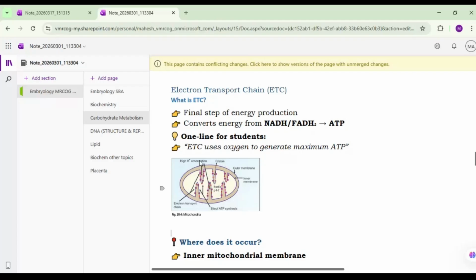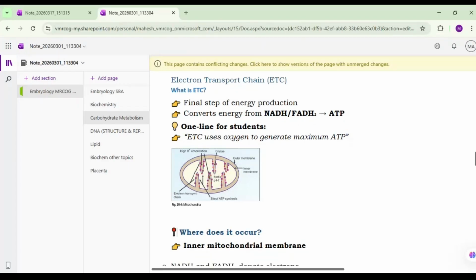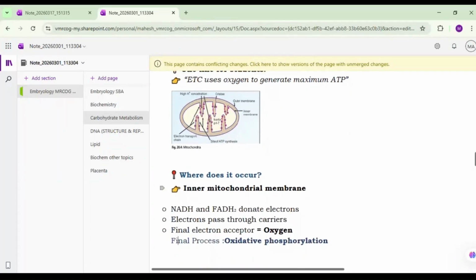And what is the location of this? It is the inner mitochondrial membrane. This is the outer mitochondrial membrane, and this is the inner mitochondrial membrane. The electron transport chain is located across the inner mitochondrial membrane. So where does it happen? It happens in the inner mitochondrial membrane.